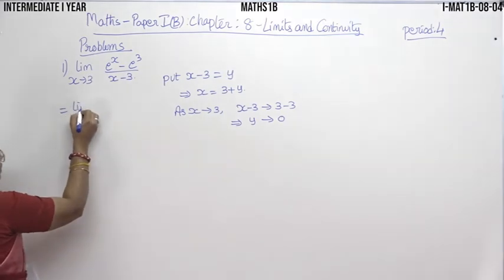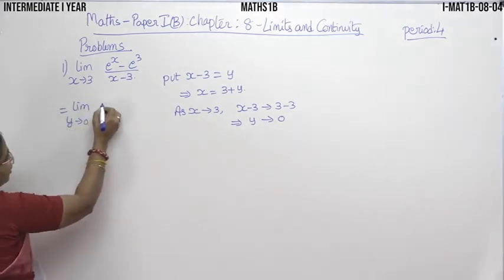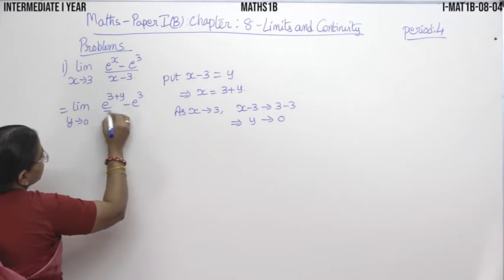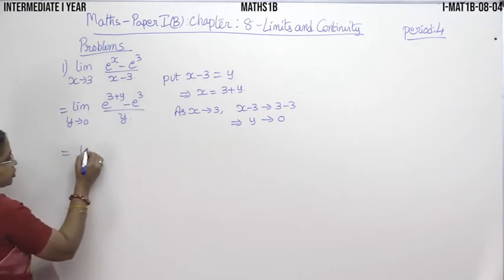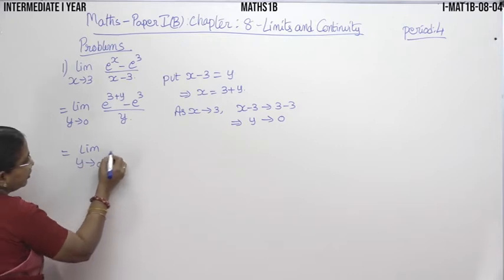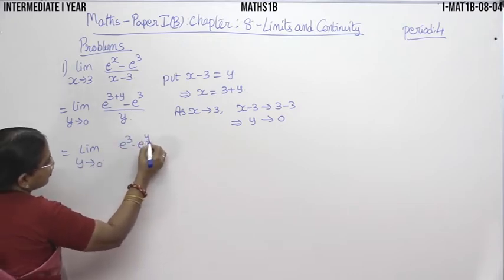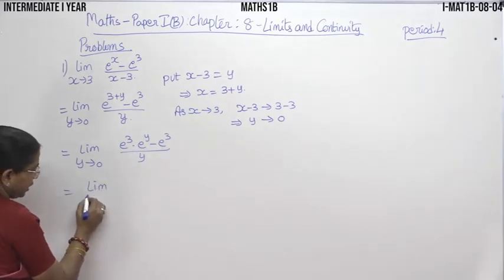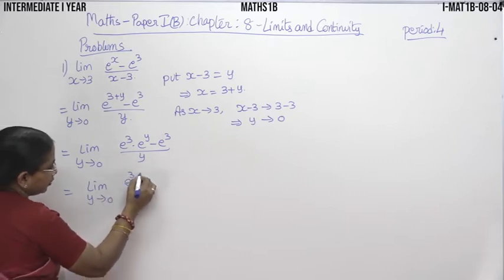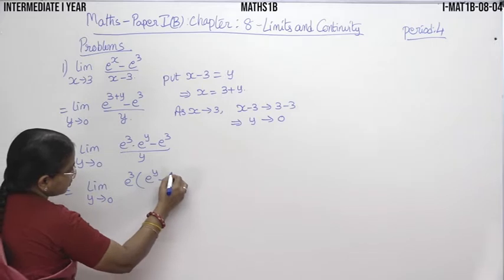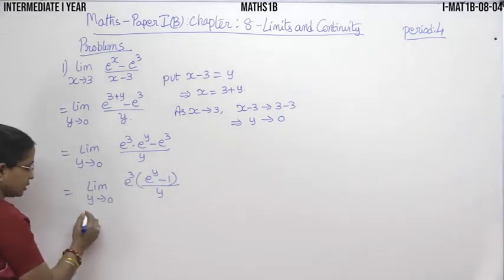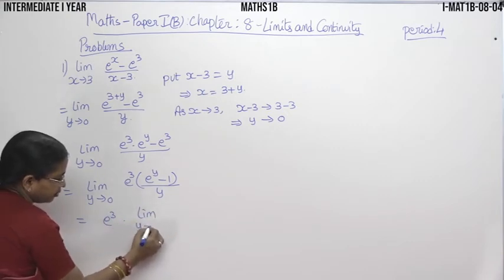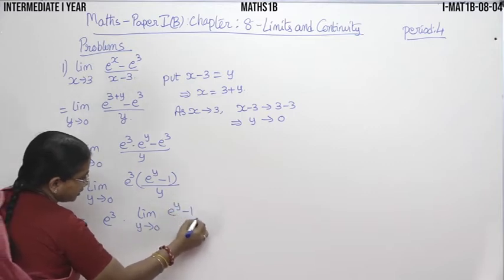So we'll write this as limit y tending to 0 of e to the power 3 plus y minus e cube by y. Okay, we'll use substitution. You can write e cube into e to the power y minus e cube by y. Now take e to the power 3 common. E power 3 into e to the power y minus 1 by y. E power 3 is a constant, so you can write outside. E power 3 into limit y tending to 0 of e to the power y minus 1 by y.